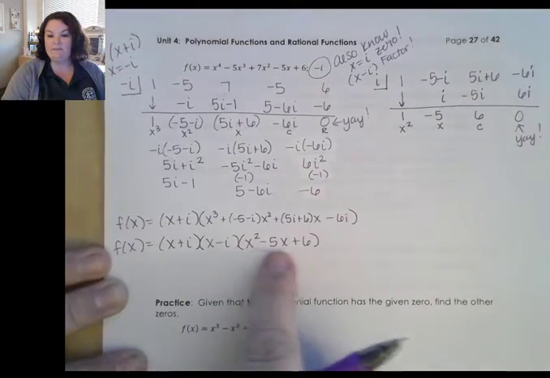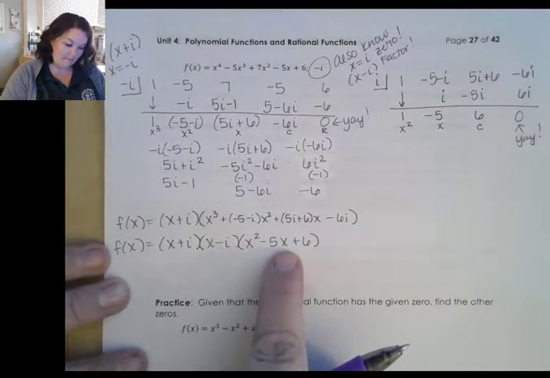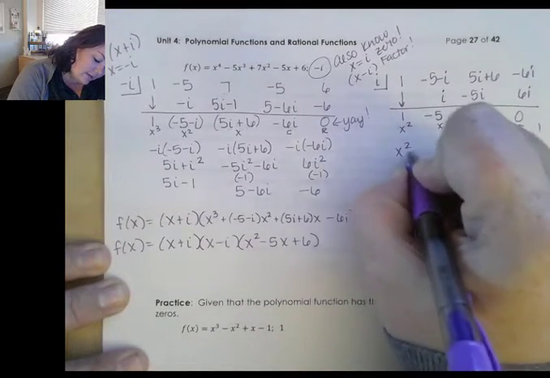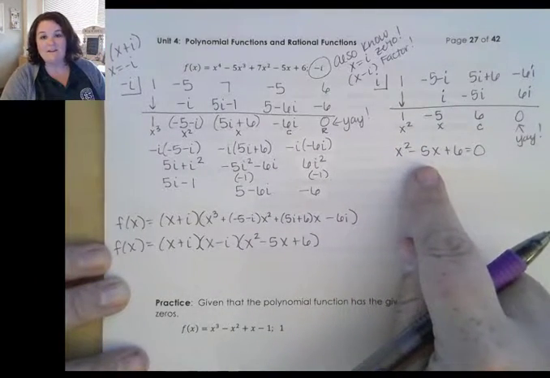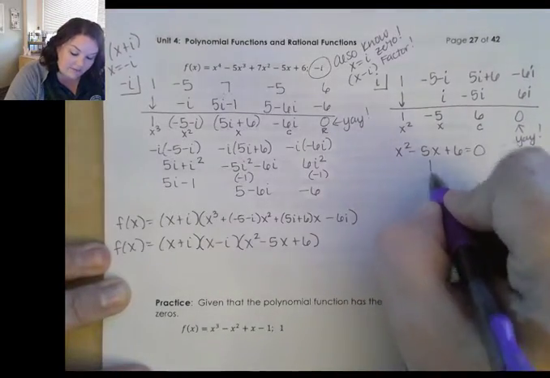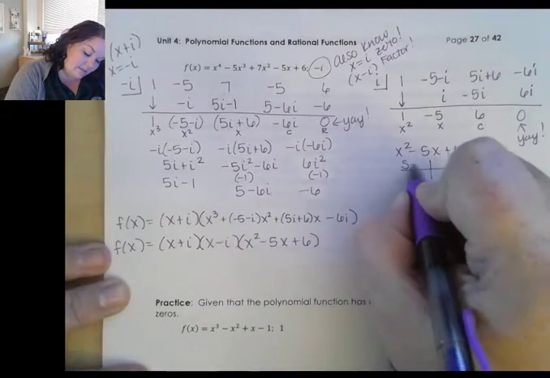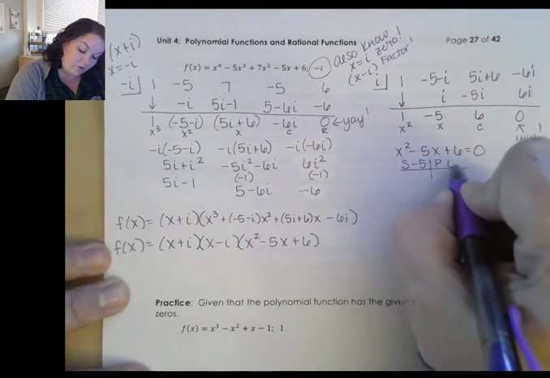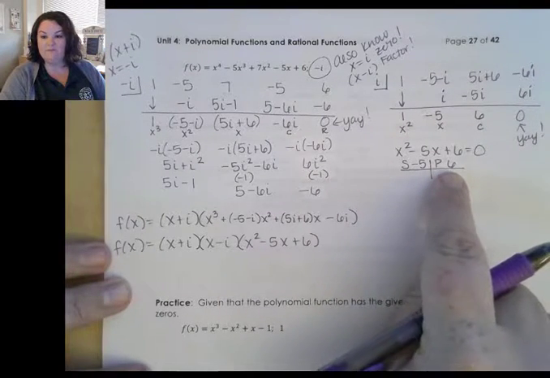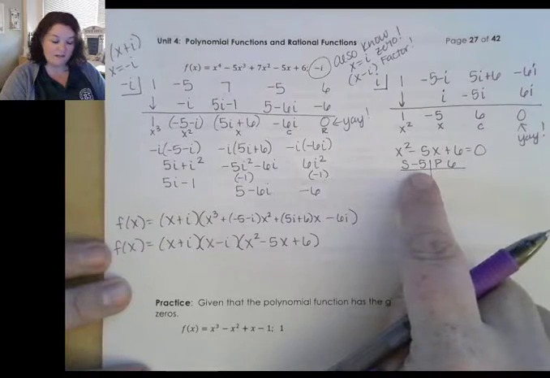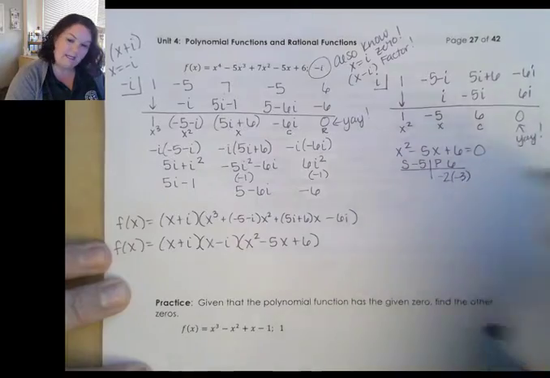And now I just need to see if I can break down this last little bit to find the other two zeros, right? So if I take x squared minus 5x plus 6 and set that equal to 0, this is something I know how to solve. I can try sum product, and if that doesn't work, then we can try the quadratic formula, okay? So my sum is negative 5. My product is 6. So I'm going to need something that multiplies to a positive 6 that combines to a negative 5, which would have to be negative 2 and negative 3.